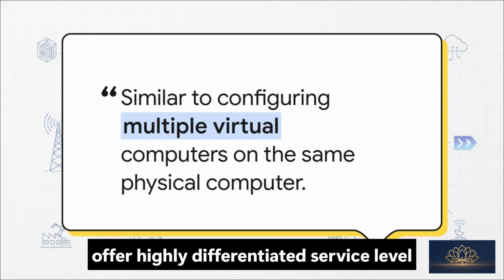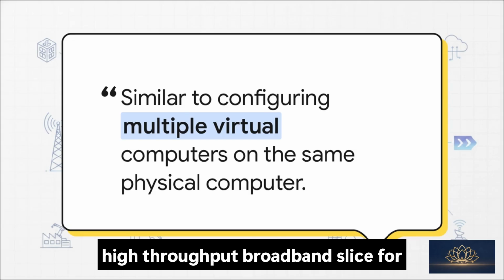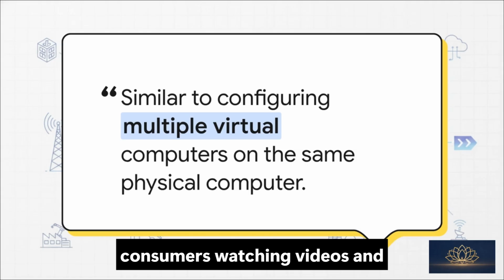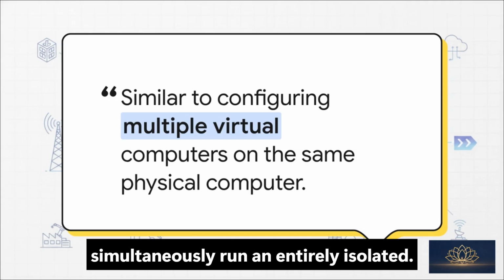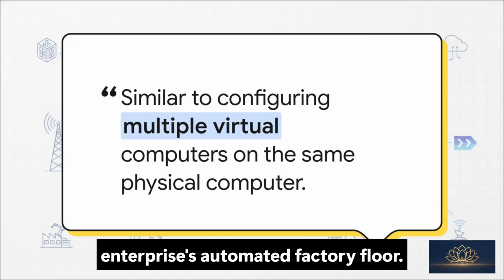It allows them to offer highly differentiated service level agreements, or SLAs. They can spin up one high-throughput broadband slice for consumers watching videos and simultaneously run an entirely isolated, ultra-reliable, low-latency slice for an enterprise's automated factory floor.